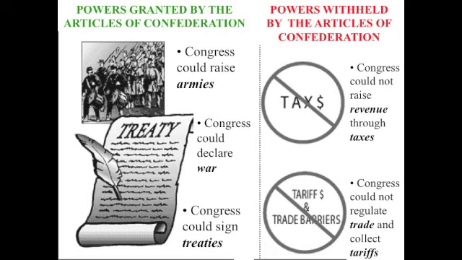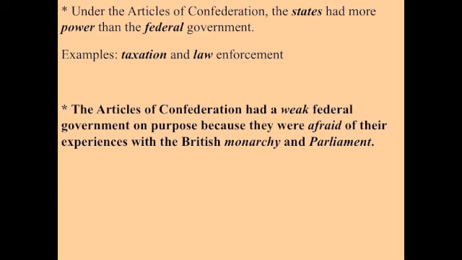Breaking it down even further, let's take a look at what the Congress could do and could not do under the Articles of Confederation. So Congress could raise armies, they could declare war, and they could sign treaties with foreign nations. They couldn't, however, raise money through taxes, and they couldn't regulate trade and collect taxes. So they had no money coming into government. Because the new states, this new country, was so afraid that they were going to establish a British monarchy and parliament that they just got away from, they fought so hard to get independence, they didn't want to create something similar to what they came from.